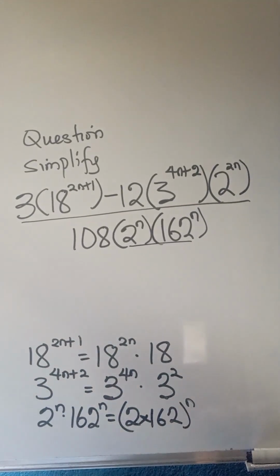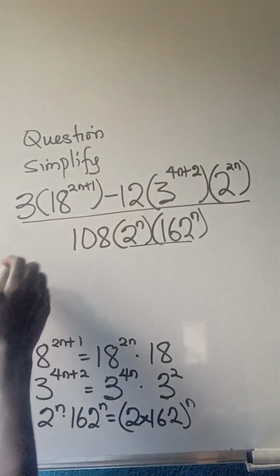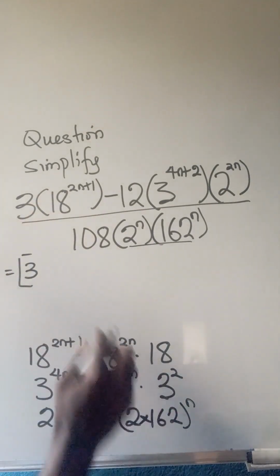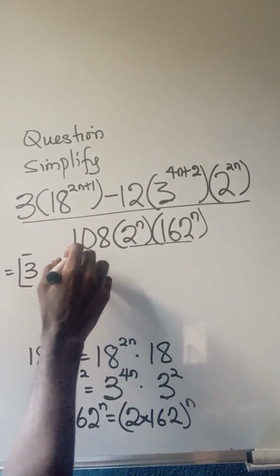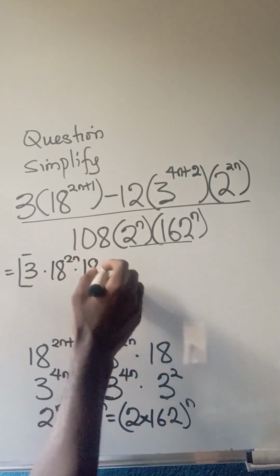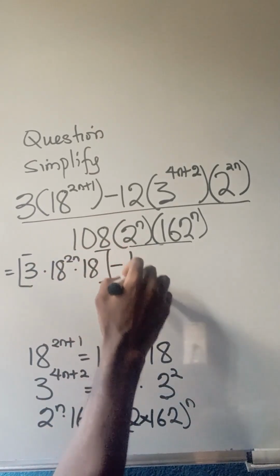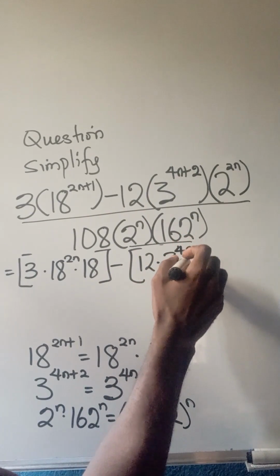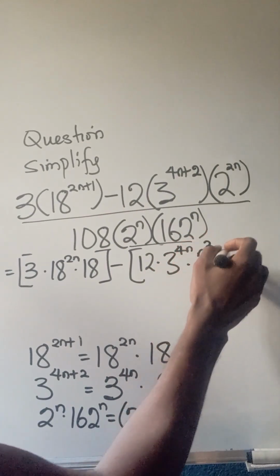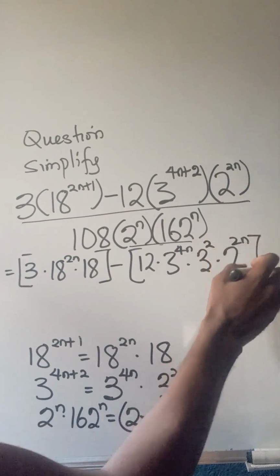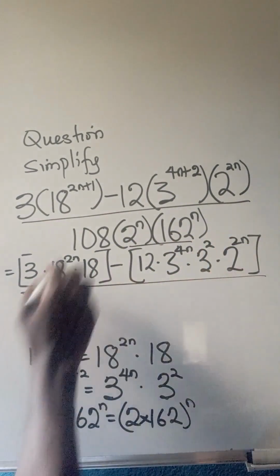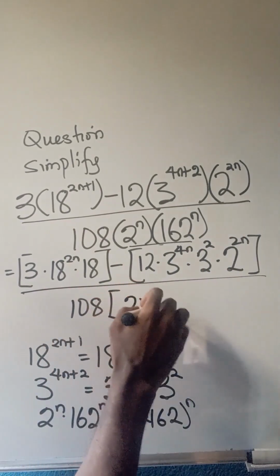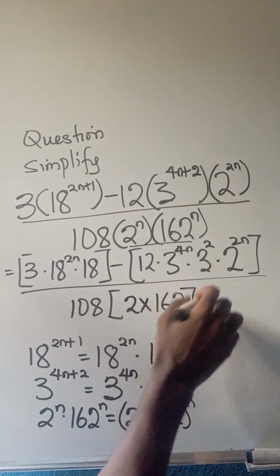All right, so from this I have, inputting all this here, we are going to get 3 multiplied by this, which we replace with 18 raised to power 2n multiplied by 18, minus this 12. This I can write as 3 raised to power 4n multiplied by 3 raised to power 2 multiplied by 2 raised to power 2n. All this divided by this 108 multiplied by this, 2 times 162 raised to power n.